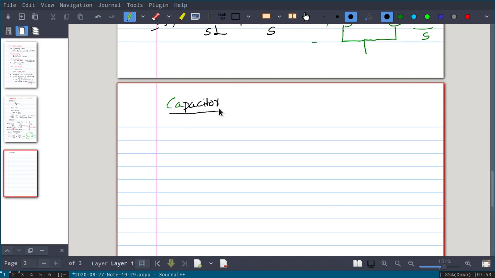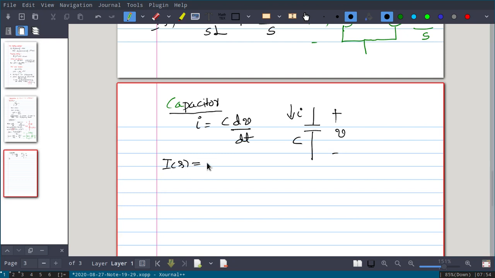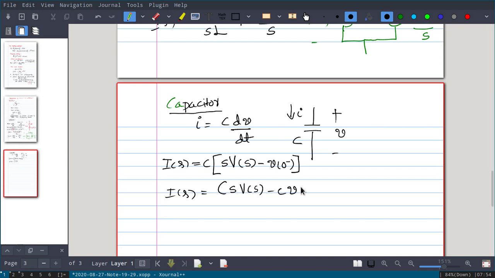Capacitor. So for a capacitor, what is the equation? The capacitor current expression is I is equal to C dV by dt. We take a capacitor, current passing through is I, voltage across it is V, and capacitance is C. If you take the Laplace transform, again using the time differentiation property, I of S equals C into S V of S minus V of 0 minus. Open the bracket: I of S equals C S V of S minus C V of 0 minus.